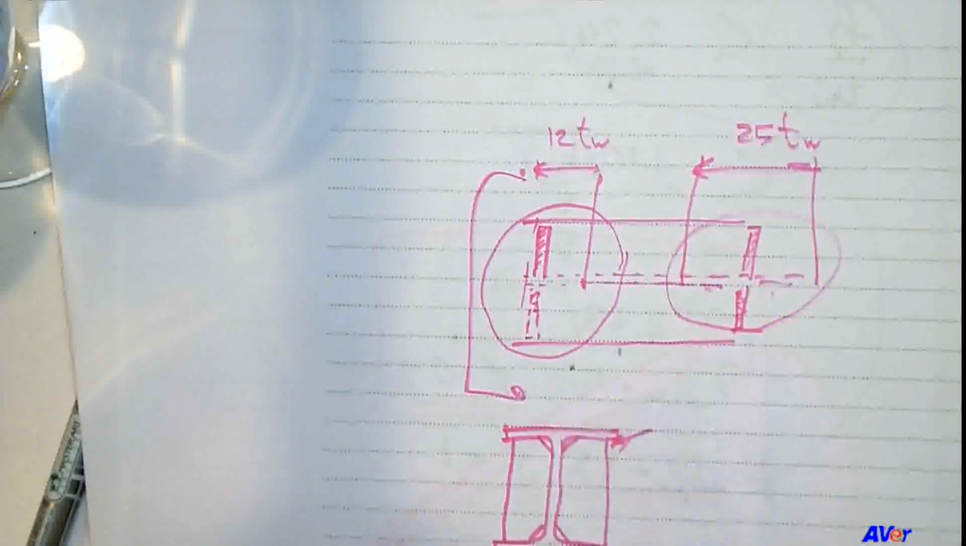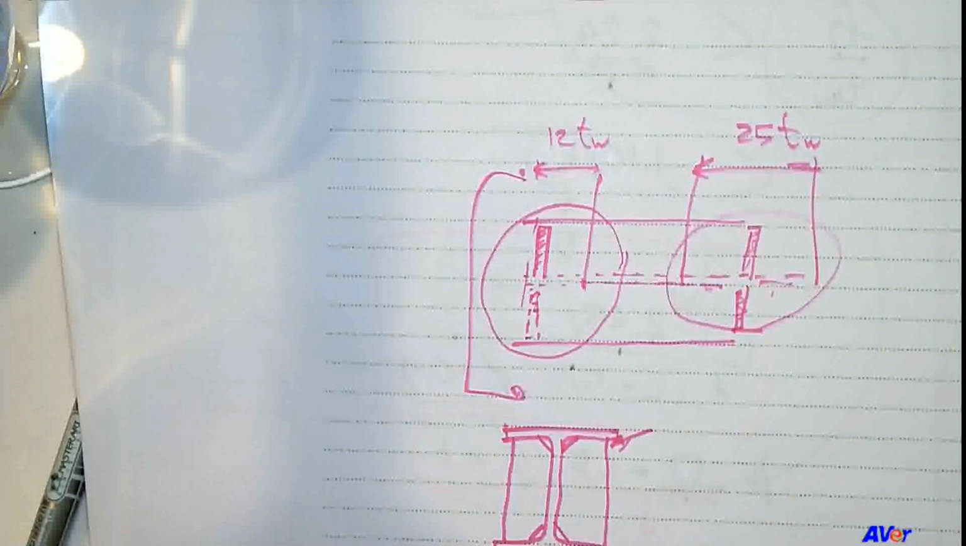And this is when your KL over r will always be less than 25, because it's just a very small and bulky column. And K can be used as 0.75 as said in the slide. All right, I think that's the end, because the next slide is the example.